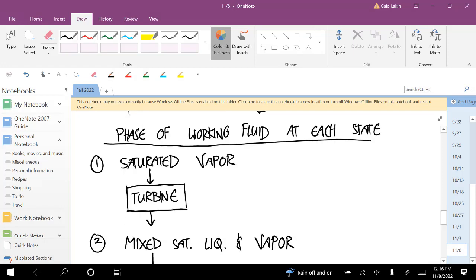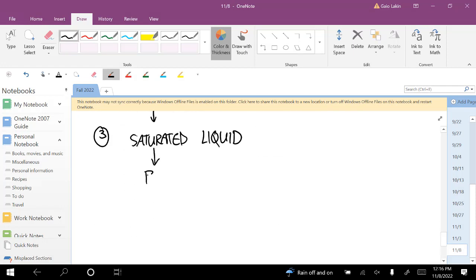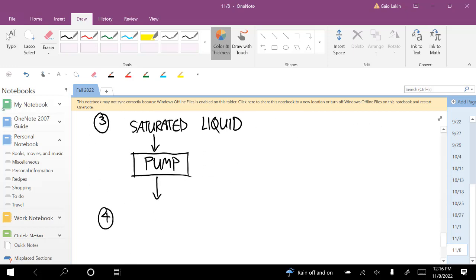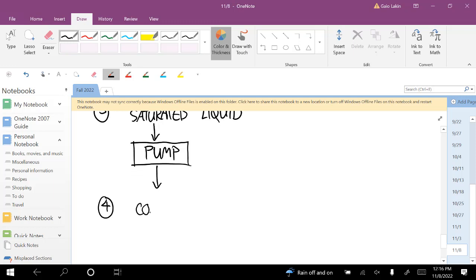Then it goes into the pump. And when it comes out of the pump, it's at state 4. And what's the phase of the water? In the pump, oh, directly at state 4? Yep. It would be non-saturated. That's right. So compressed liquid.